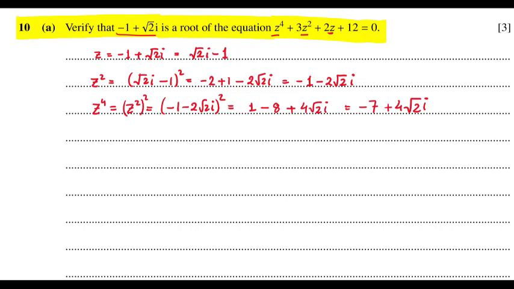So we are going to plug in these values here. So the left hand side is z power 4, which means -7 plus 4 root 2 iota, plus 3 times z square, so it is going to be -3 minus 6 root 2 iota, and plus 2 times z, that is 2 root 2 iota minus 2, plus 12.